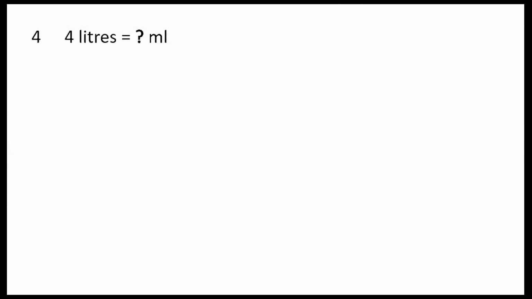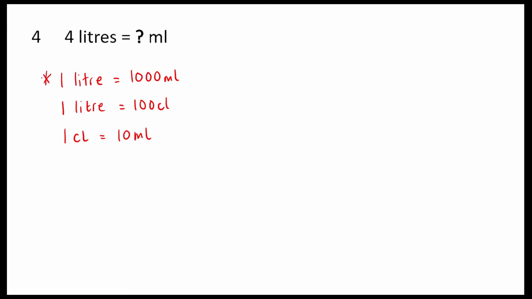There's a few things that we need to know in order to answer question number 4, which is our metric conversions to do with capacity and volume. So we need to know that 1 litre is equal to 1000 millilitres. We also need to know that 1 litre is equal to 100 centilitres, and that 1 centilitre is equal to 10 millilitres. They're the 3 main conversions that you need to know. However, we only need one of them for this question, which is this first one.